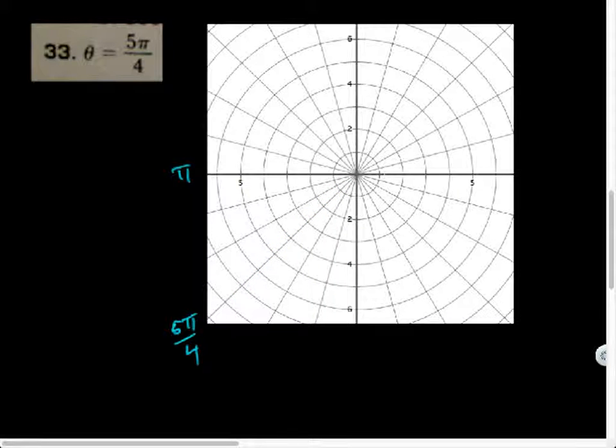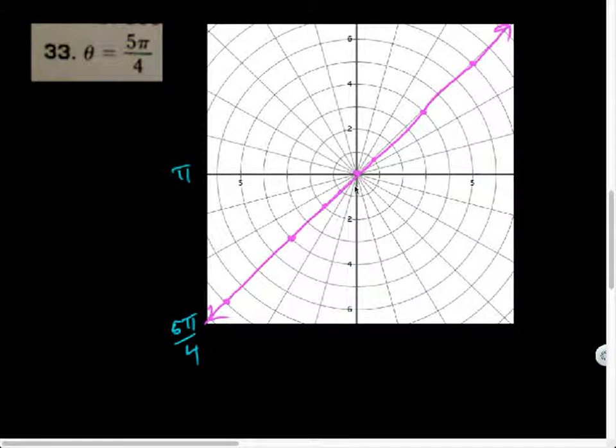So I'm going to think about all points that have 5 pi over 4 as their theta. So for instance, 2 at 5 pi over 4 would be on that graph. 4 at 5 pi over 4 would be on it. 1 would be on it. Whatever this number is, 8 would be on it. -1 would be on it. -4 would be on it. And if I plot all of the points, 0 would be on it. It turns out to represent the line that passes through the pole, and all of those like so.